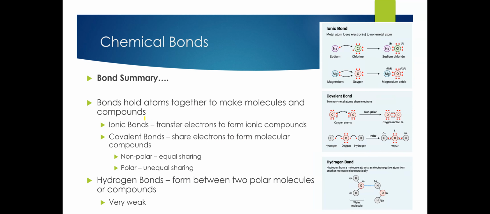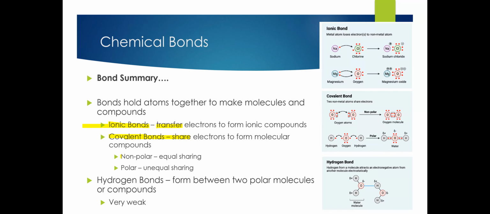And so just a quick summary of your bonds. Bonds hold atoms together. That's what's making our molecules and compounds. We could have a transfer of electrons that forms an ionic bond. Okay, so remember there's my key word: ionic equals transfer. We get ions that attract. Covalent bonds, the key word was share. Okay, two atoms are going to share a pair or multiple pairs of electrons.